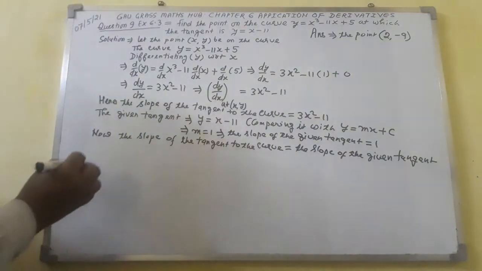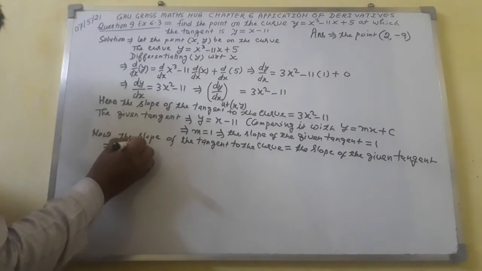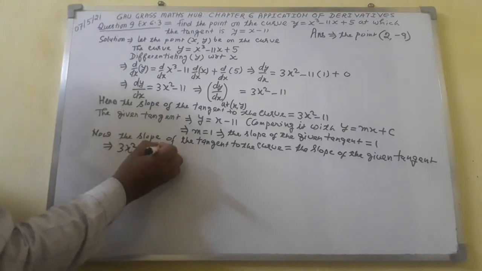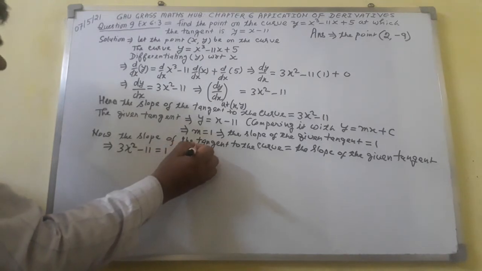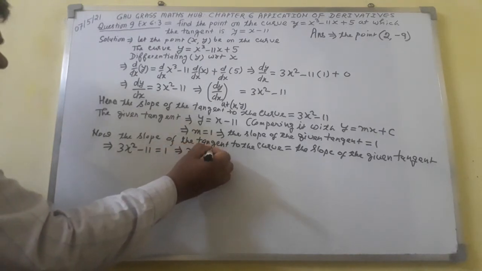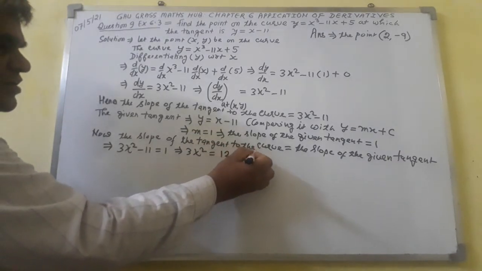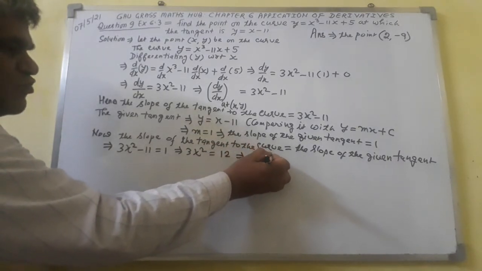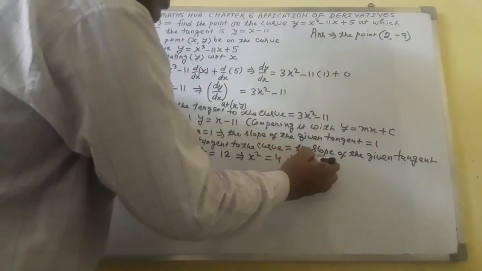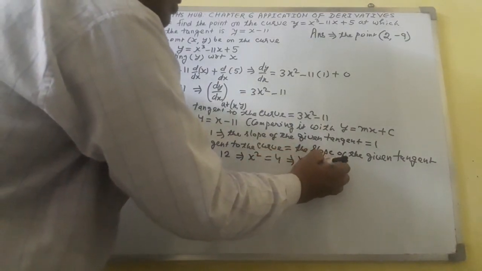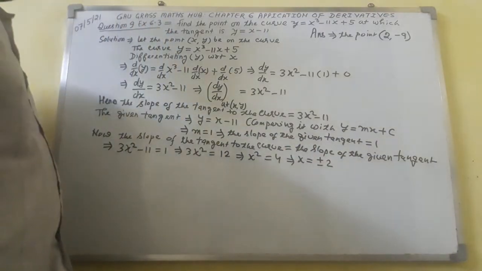So here again I shall write 3x square minus 11 equal to 1, implied that 3x square equal to 12, implied that x square equal to 4. Again I shall write x equal to plus minus 2. This thing we have got.